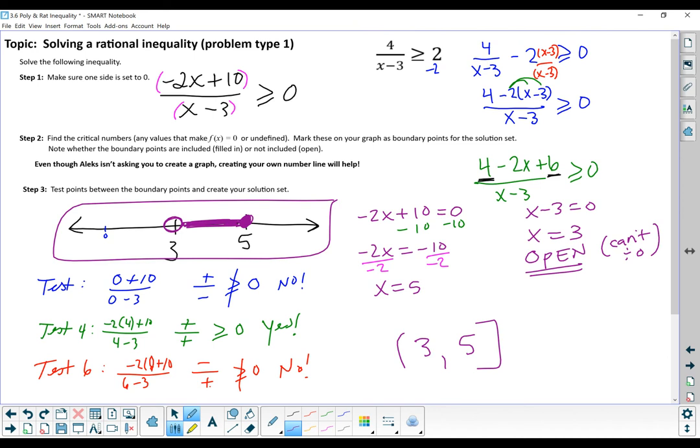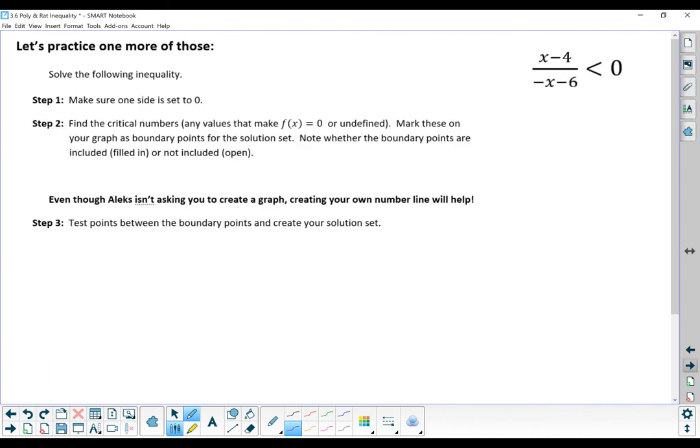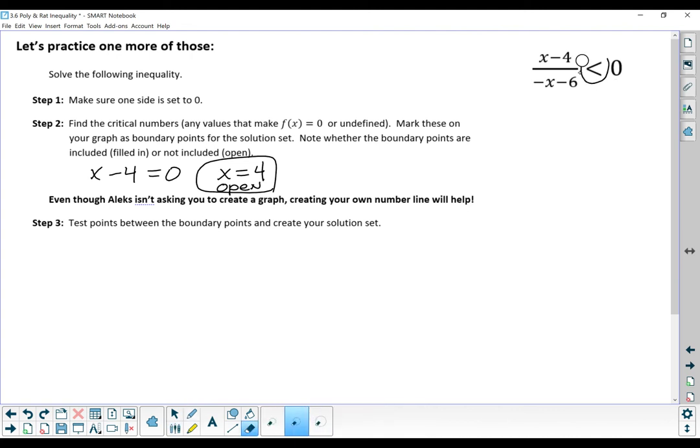Okay, let's try one more of those. So again, our first step is to always make sure it's compared to 0. And this one is already compared to 0. It's less than 0. So we need to find our critical numbers. So our first critical number is x minus 4 equal to 0, which gives us the critical number x equals 4. This one is open because this is a strict inequality right here. We cannot have equals 0. It has to be strictly less than 0.